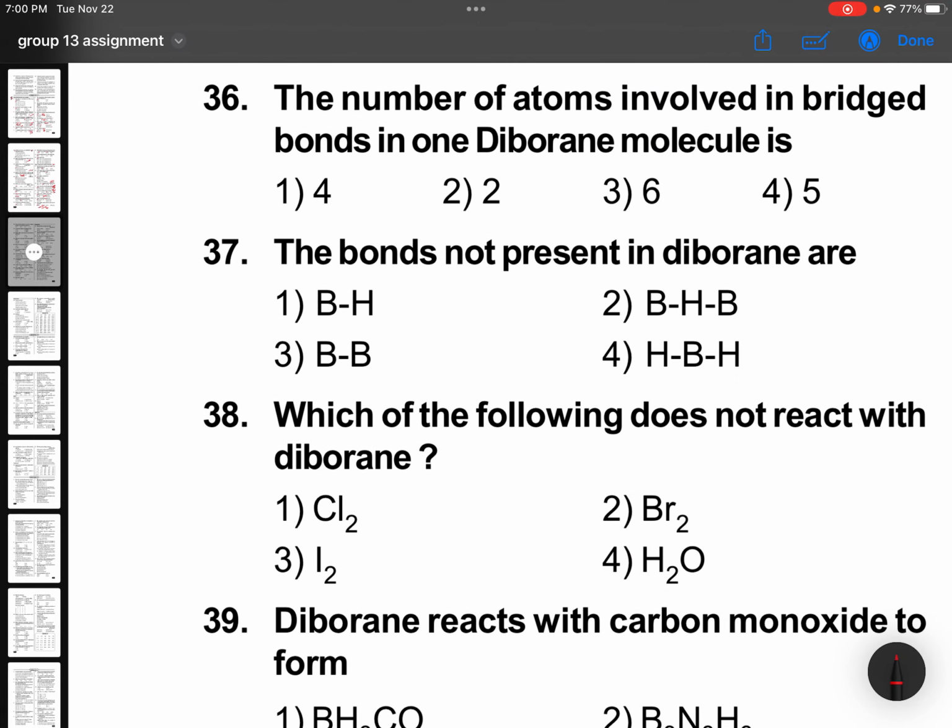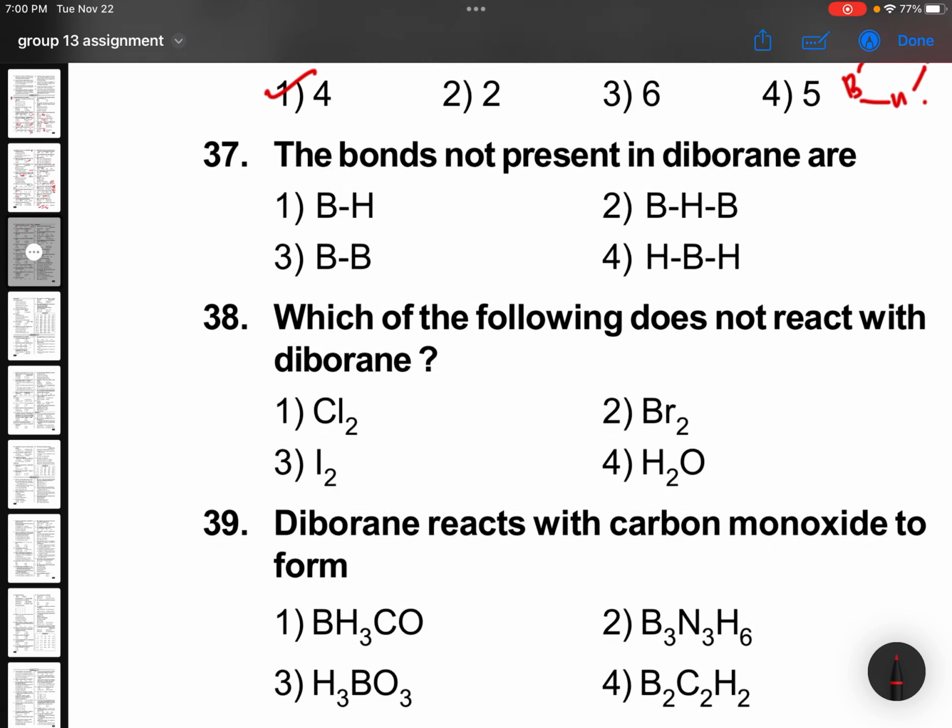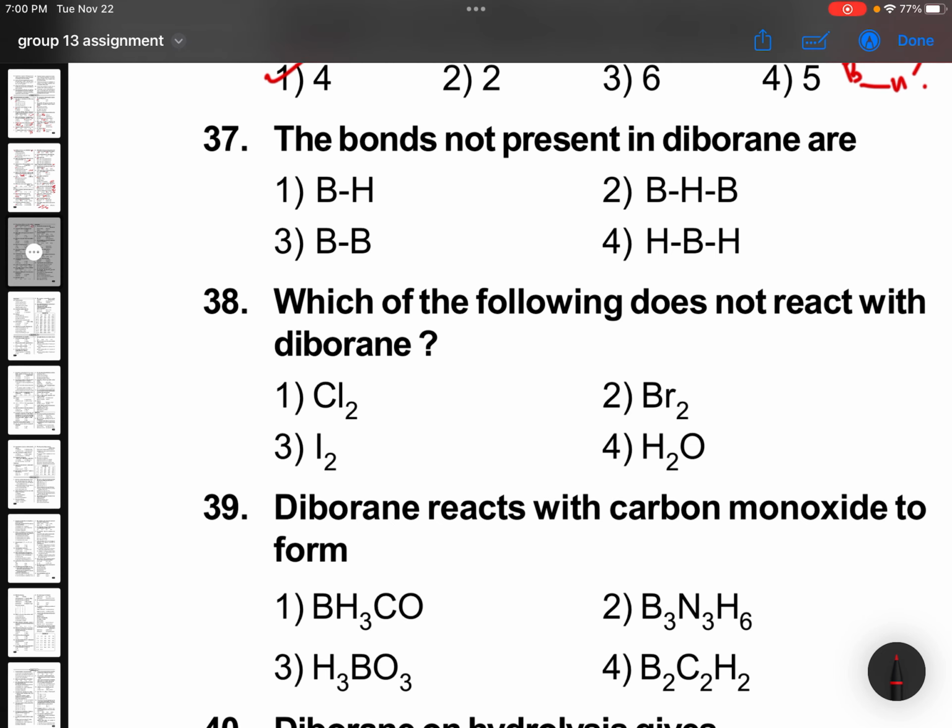36. The number of atoms involved in bridge bonds in one diborane molecule is: a bridge bond means one boron, one hydrogen, one boron. This is a bridge bond. So here, if he is asking the total number of atoms, it will be like this. Boron, hydrogen, so 4, because 3 option is not here. The bonds not present in diborane: a B-B bond is not there. Okay, BHB bonds are there. Bridges direct, there is no BB bond.